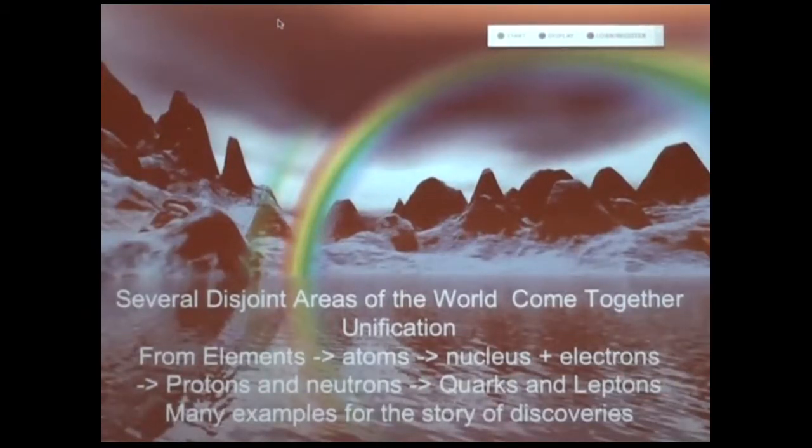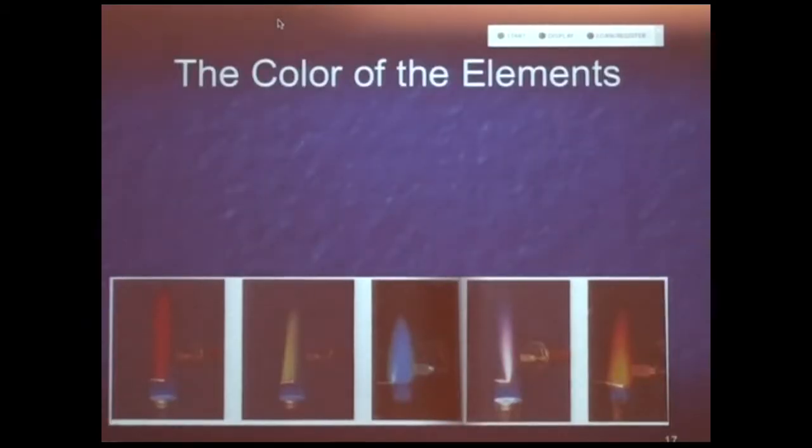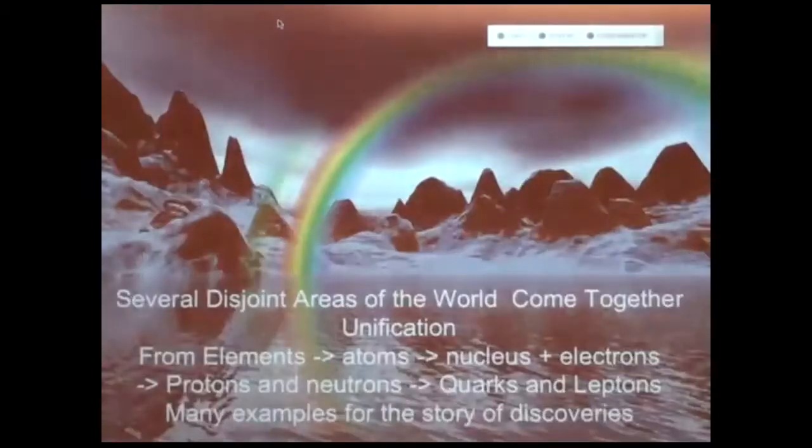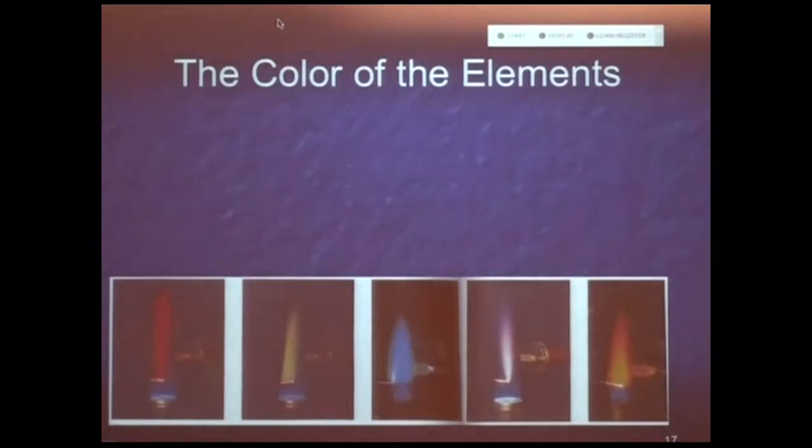But it's just an example of how these discoveries were made that will be useful for you. So we're coming now to different areas of physics. Several disjoint areas of physics come together to shed light, literally, on what the electron distribution is like in the atom.